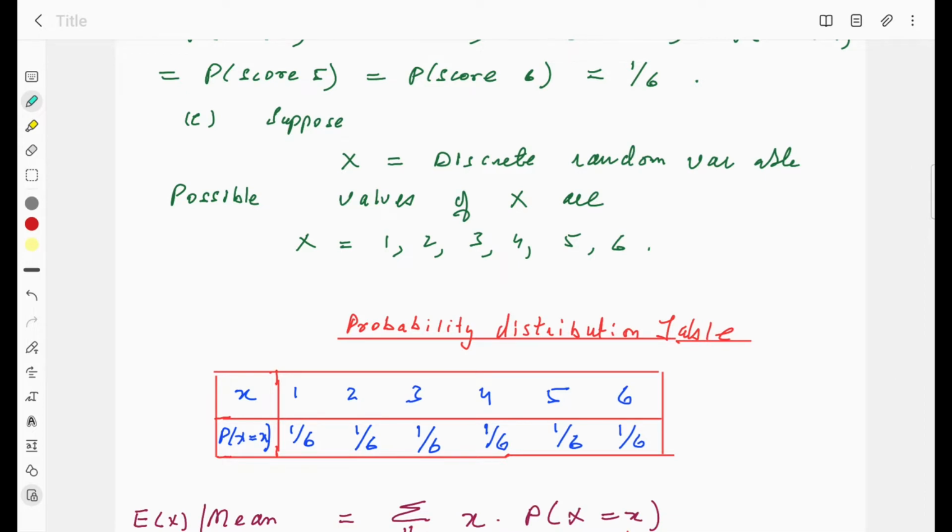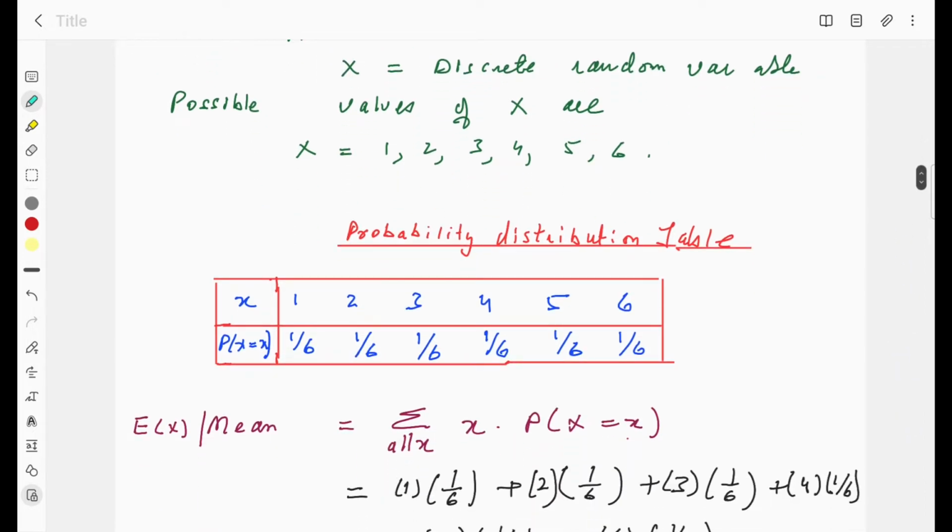I can make a probability distribution table, and note that in a probability distribution table we take probability, while in the experimental approach we take frequency. That's the main difference. In the probability distribution table, one row or column is for the possible values of random variable X, and the other is for probability. Each face has an equal chance of appearing, so the probability is 1 over 6 in every case.